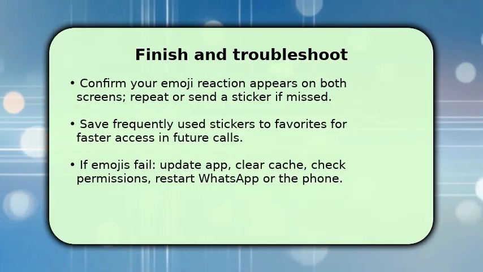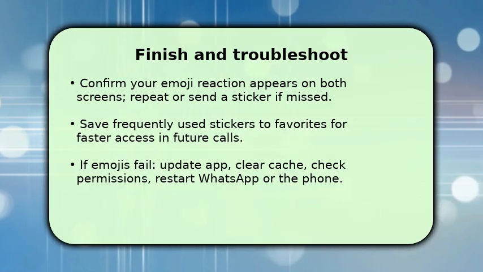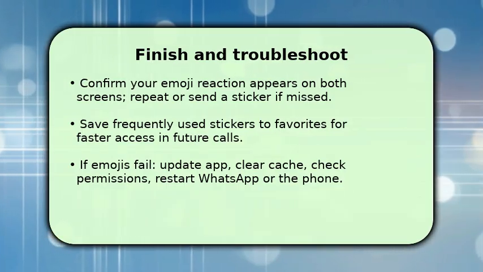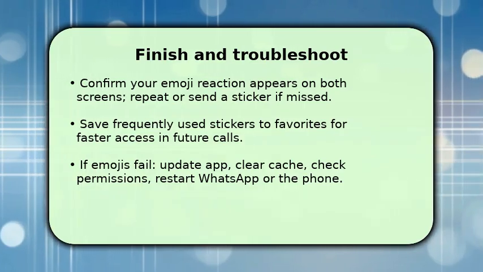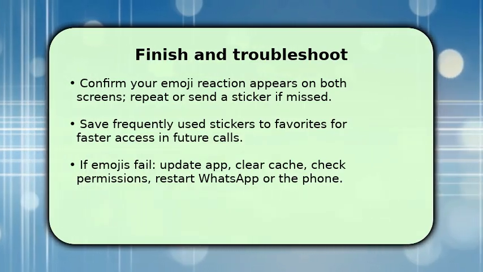If emoji options are missing or not sending, update WhatsApp, clear the app cache, confirm permissions, and restart the app or phone. Reinstall only as a last resort. This troubleshooting line resolves.